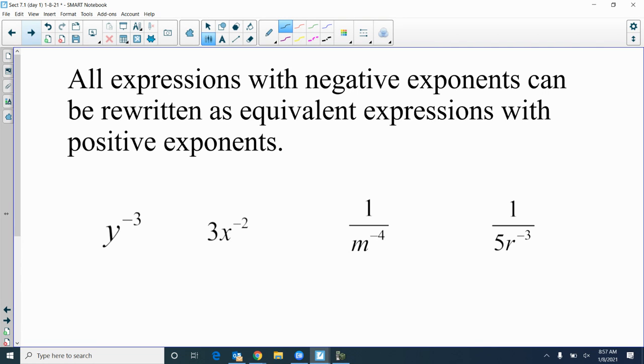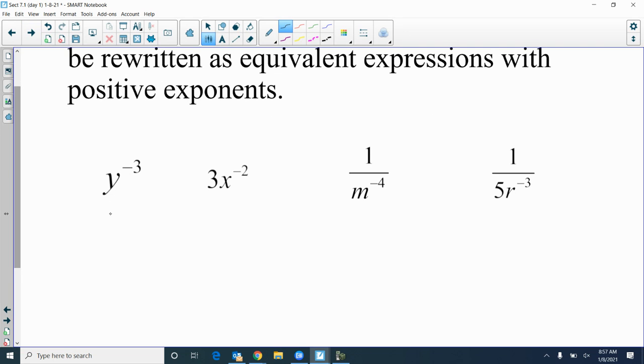This works with variables as well. All right, copy these down here in that little space there. Just real quick here, this is how it works. So y to the -3rd becomes 1 over y cubed. Now you can't do anything else with it because I don't know what y is. Just leave it. But here's the goal.